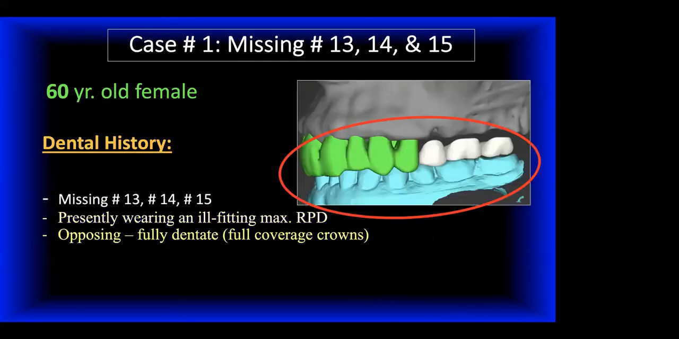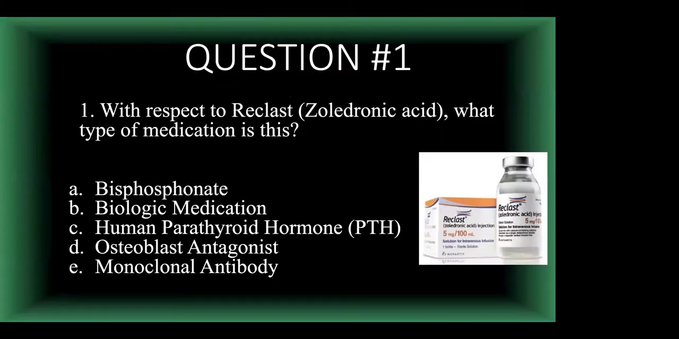So when we look at this, I have a first couple questions. Question number one, and I would like all the attendees to answer this. With respect to Reclast, what type of medication is this? Is it a bisphosphonate, A? B, is it a biologic? C, is it a human parathyroid hormone? D, is it an osteoblast antagonist? Or E, is it a monoclonal antibody? So please answer A, B, C, D, or E. And then Robert will do a quick poll, and we'll see how everyone did on our first question of the night.